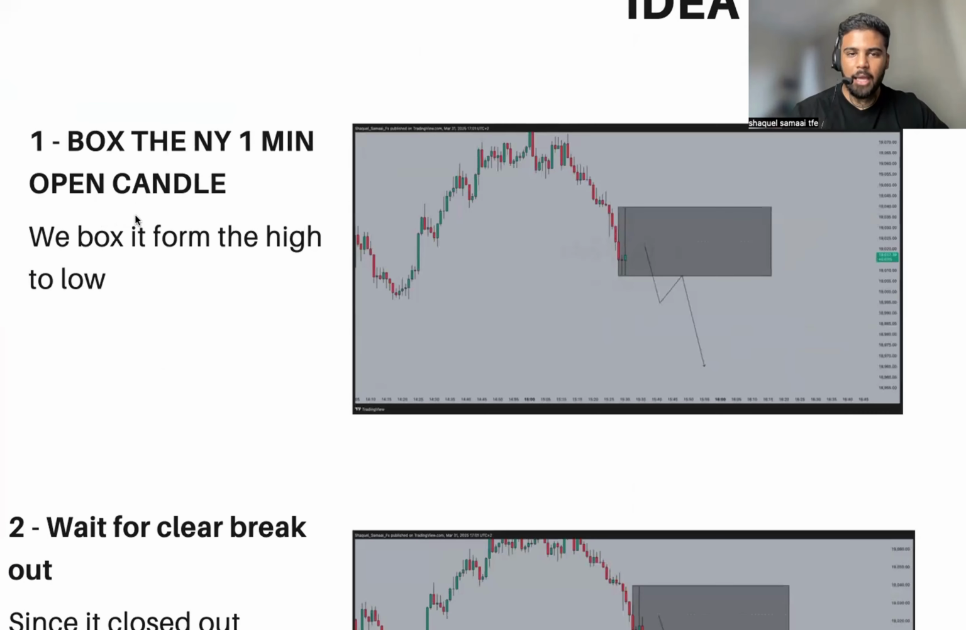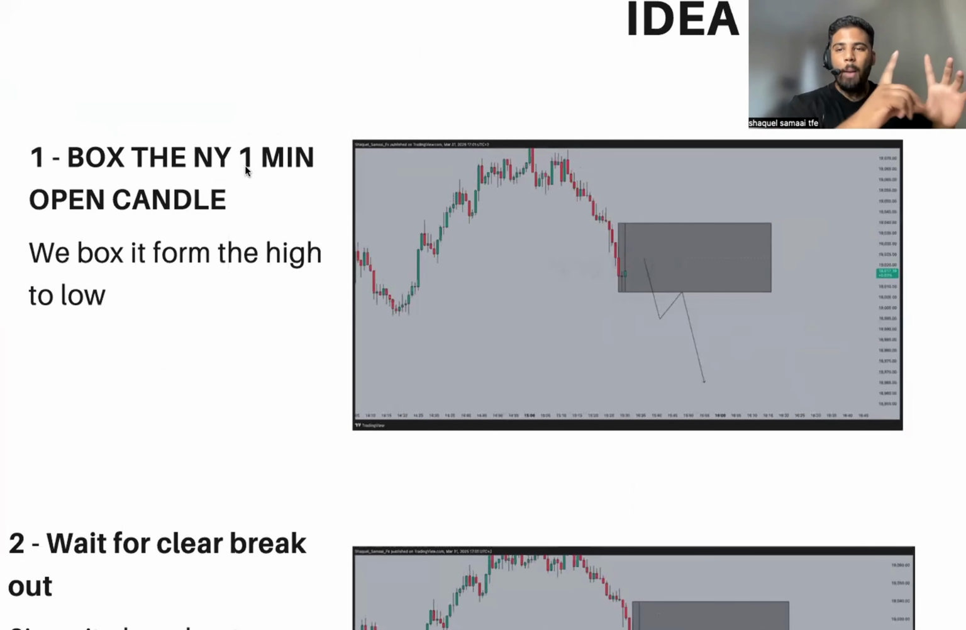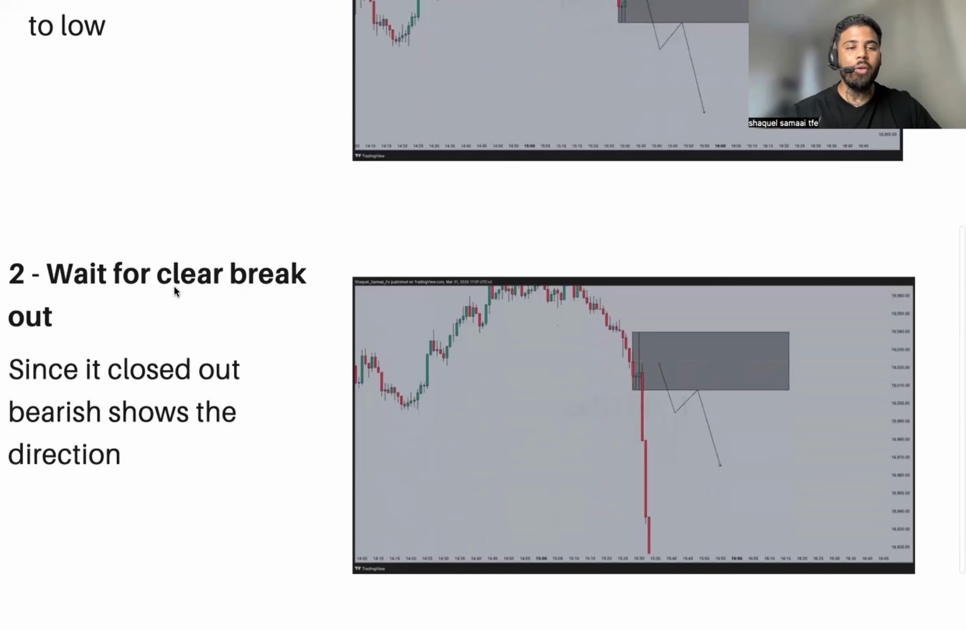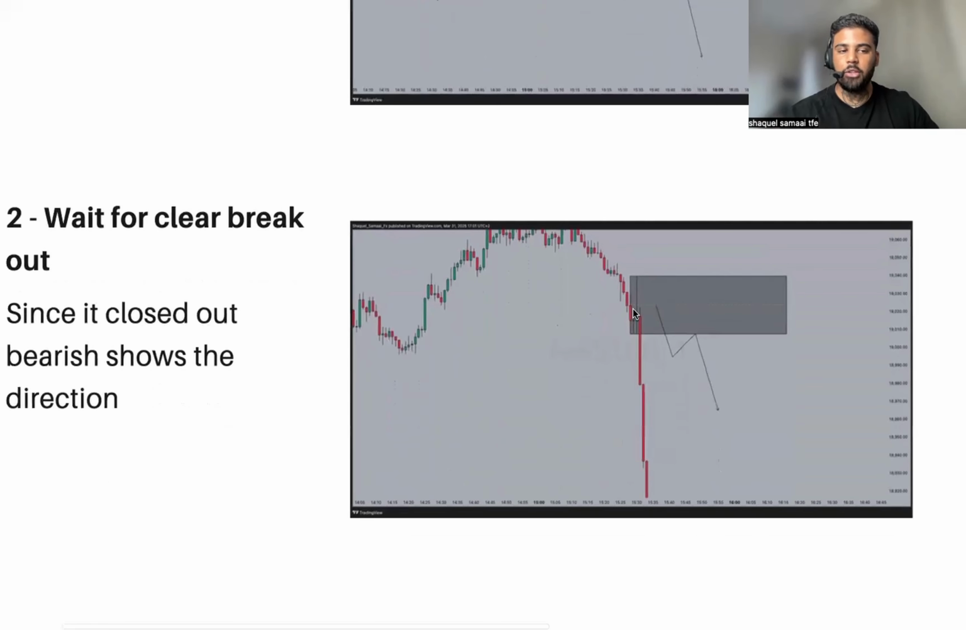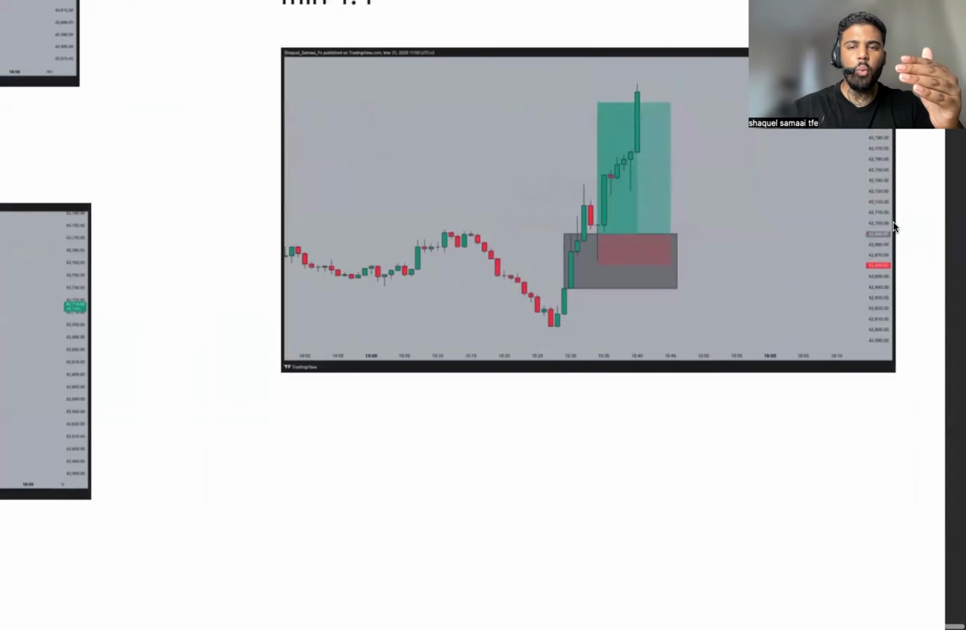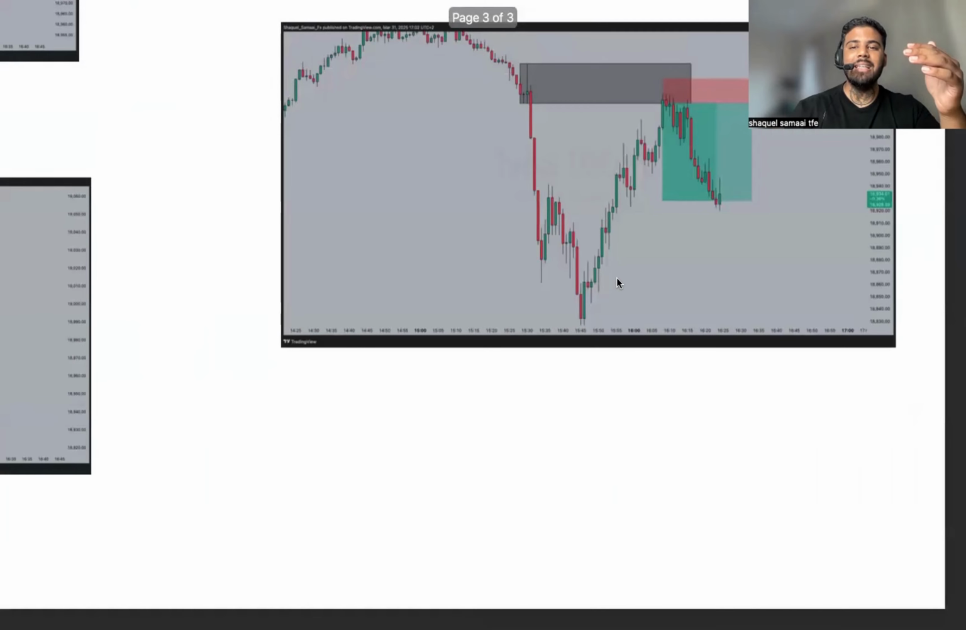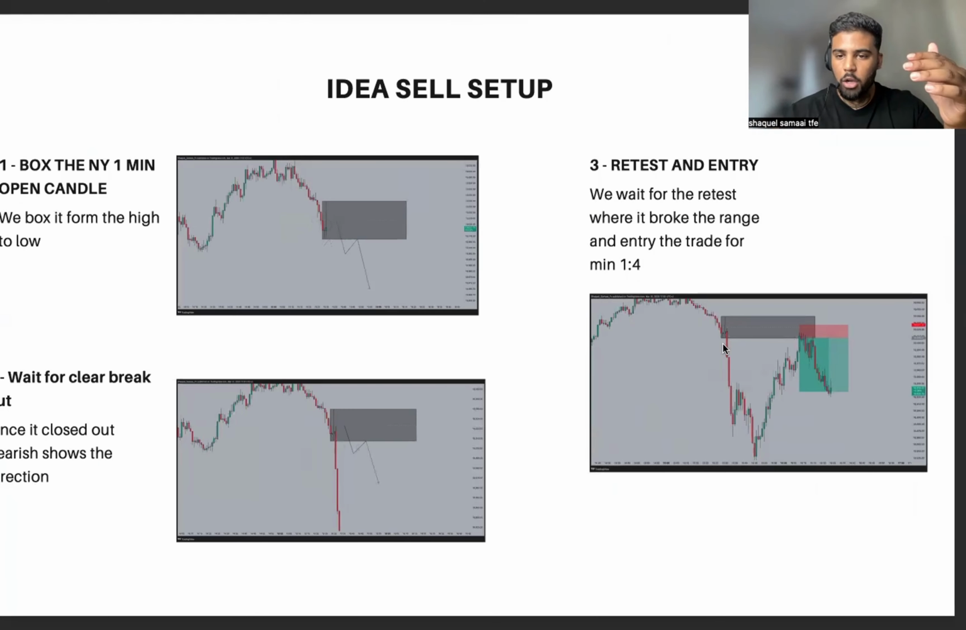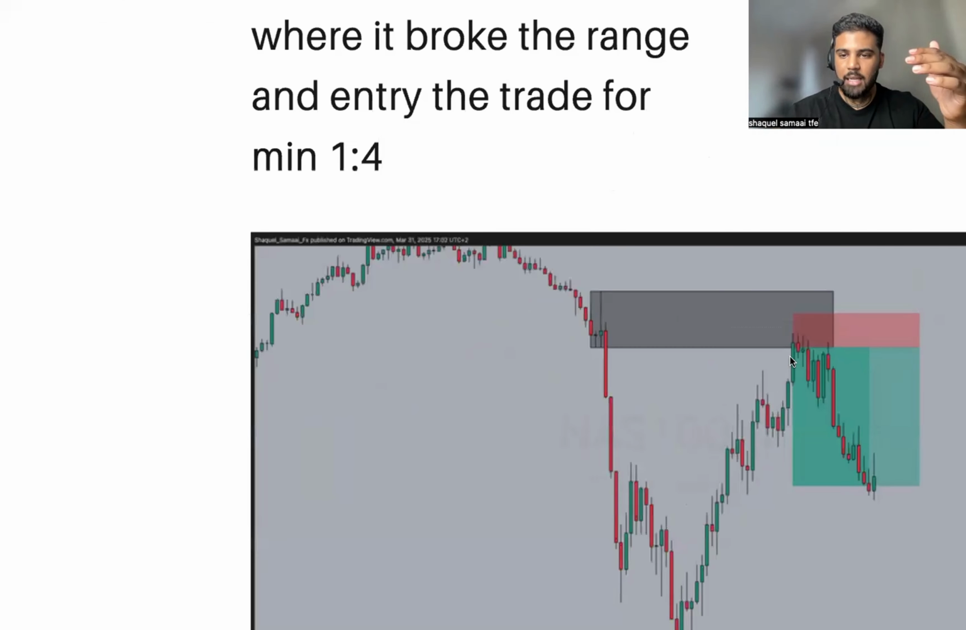Understand the first step again is the New York Open 1 minute candle. You're going to box from the high to the low, and then you're going to wait for a clear breakout. Since it breaks to the downside, it shows you the bearish direction. You want to continue the direction. The next step is to simply wait for a break and retest. As you can see right here, the market broke out, retest over here. You can see a nice and clear retest and it drops for 1:4.